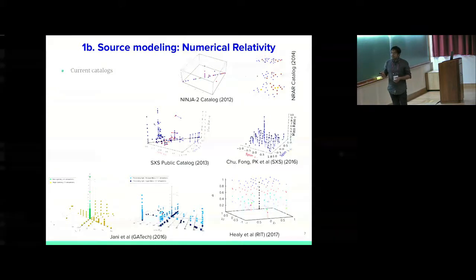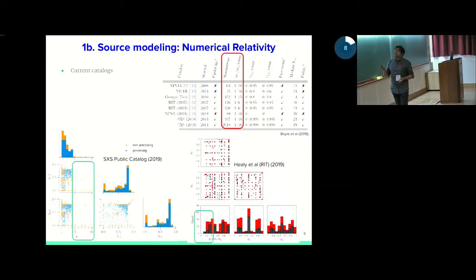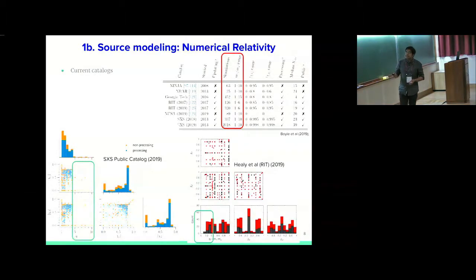Other groups as well made their simulations open source more recently, such as the Georgia Tech group or the RIT group. And this table here, taken from Boyle et al. 2019, summarizes all the open catalogs that are present in current literature at this moment, starting from the earliest to the most recent. And the state of the art is the SXS public catalog, which was released earlier this year. This has about 2,000 numerical simulations.